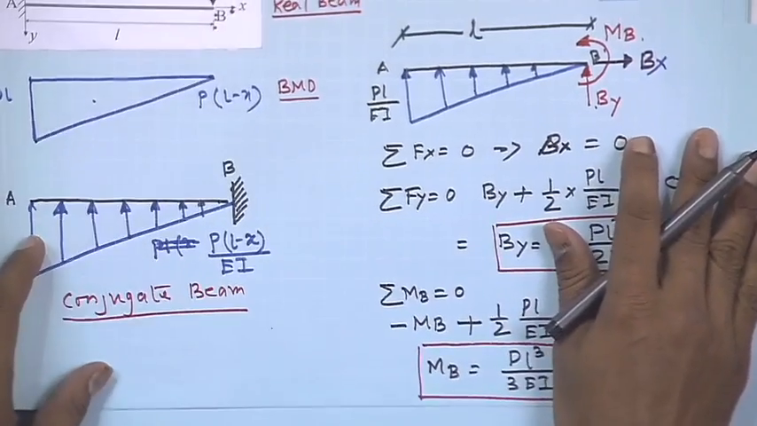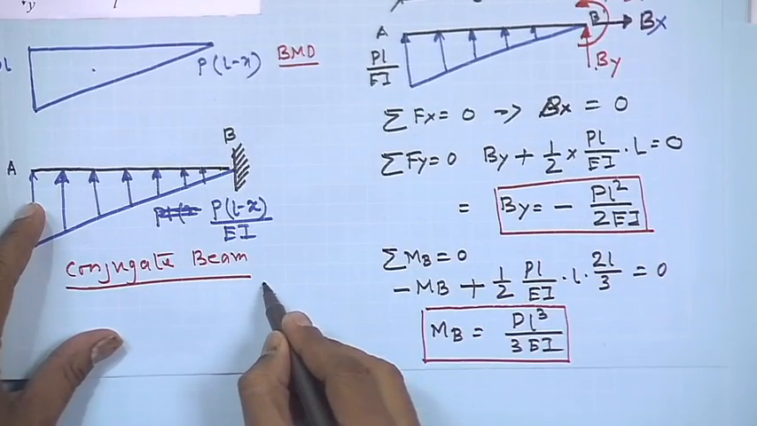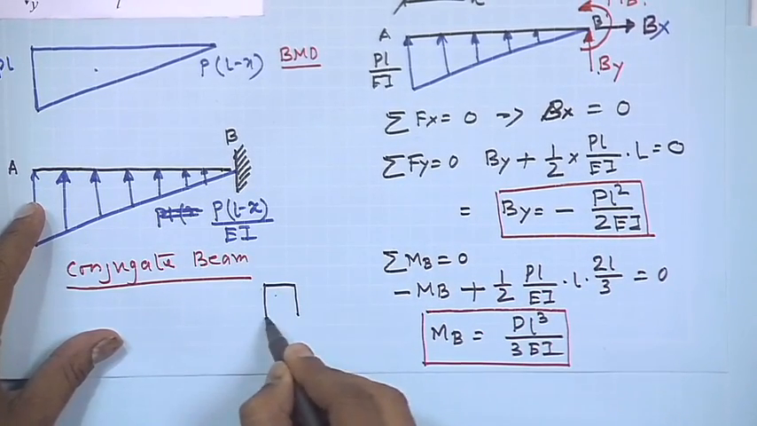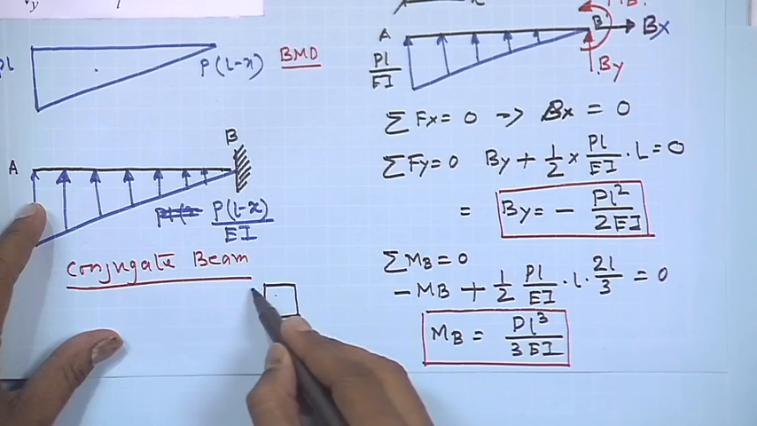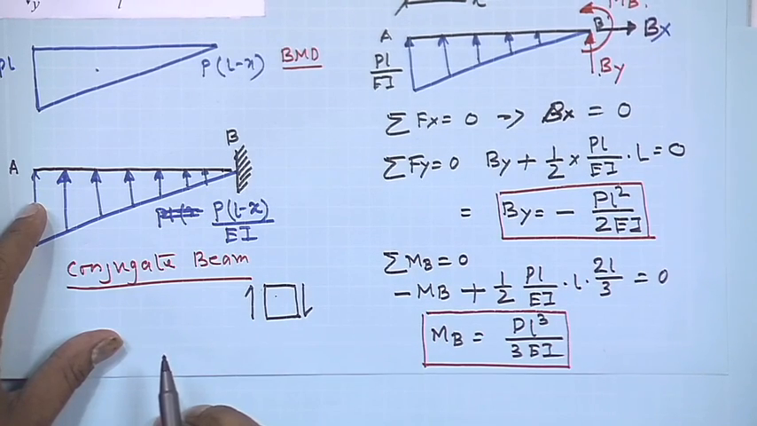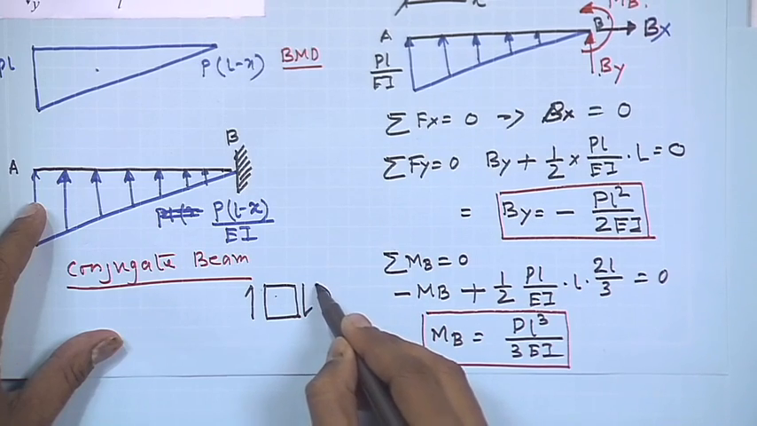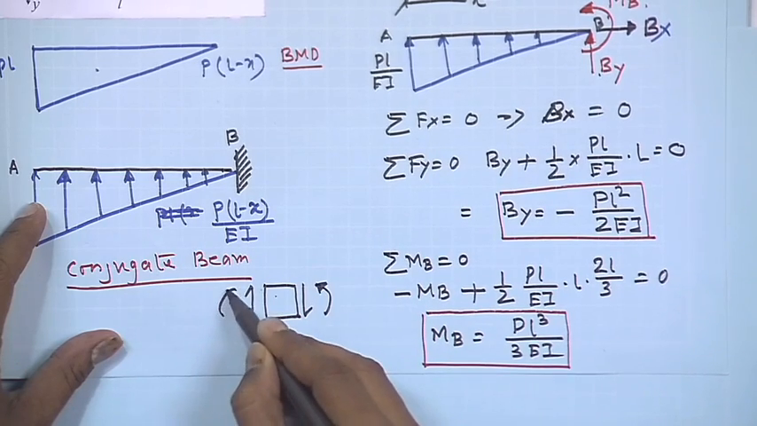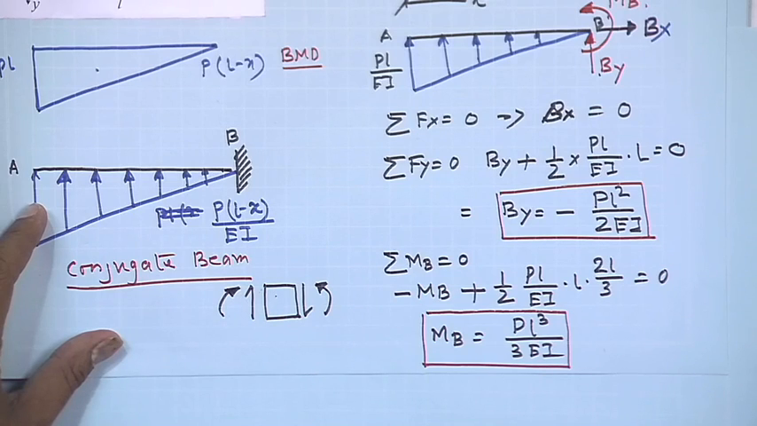If I write our sign convention somewhere here, if this is a small segment of the beam, then this is a clockwise couple, this is positive, and this is our sign convention positive. Okay.